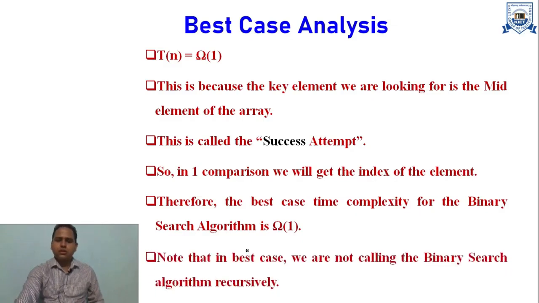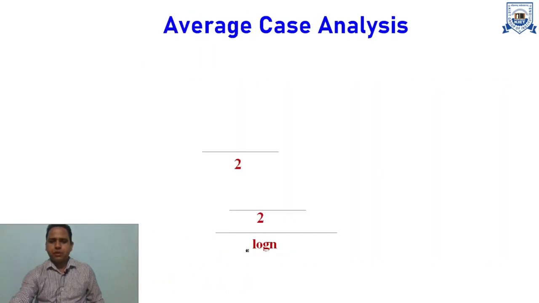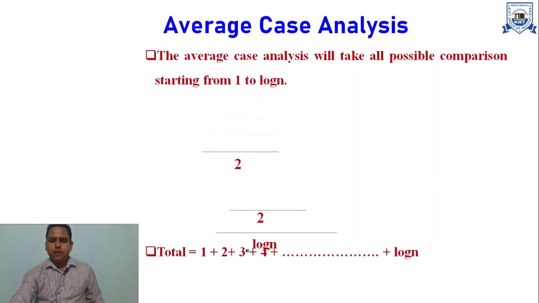Please note here that in the best case we are not calling the binary search algorithm recursively. We are just finding the mid. If mid is found, we can say we are having the best case. Okay, now what does the average case mean?